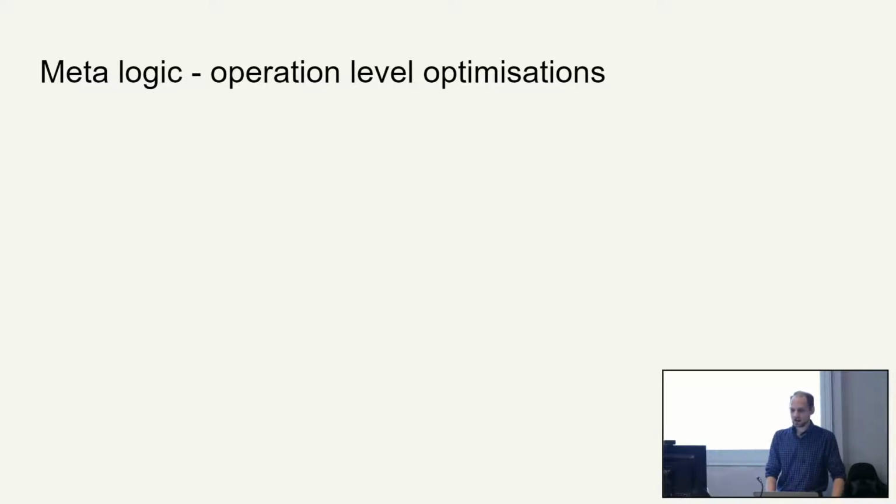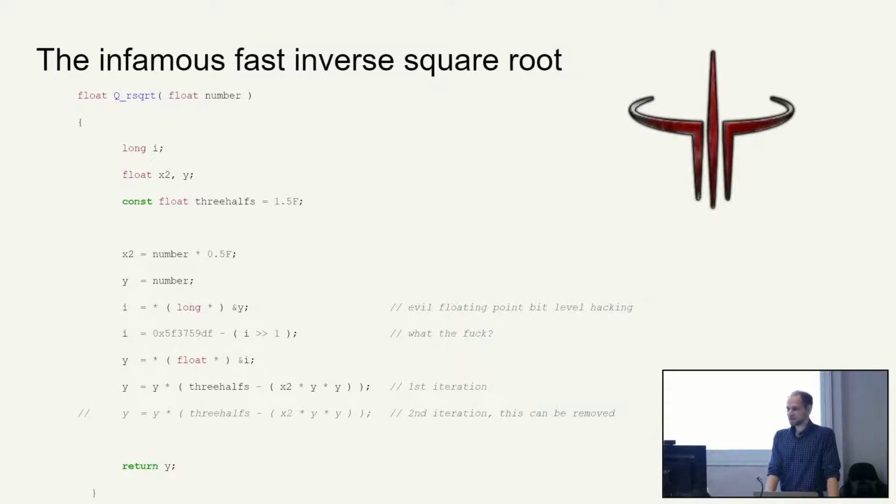Okay, finally, operation level optimizations. I mentioned before we're doing large optimizations for the entire system. Operation level optimizations are the scary ones that you would know about and be terrified of, and completely rightfully so. This is the absolutely famous and infamous fast inverse square root. There's just nonsense bit math going on in there.